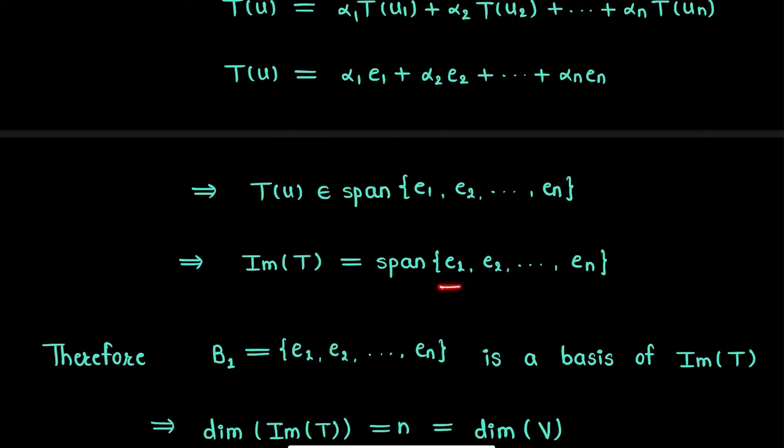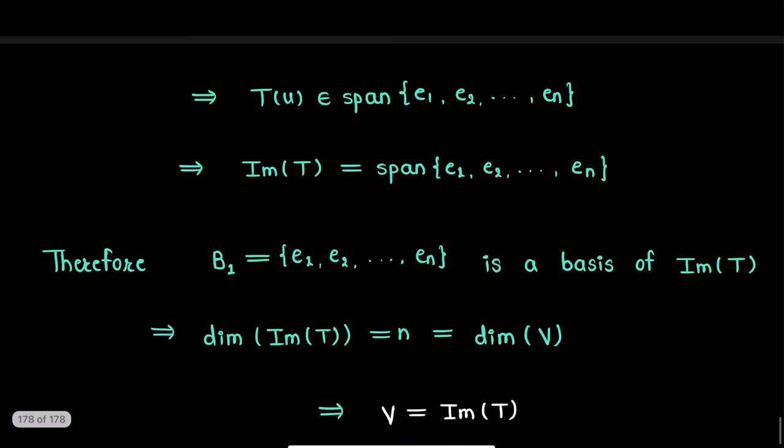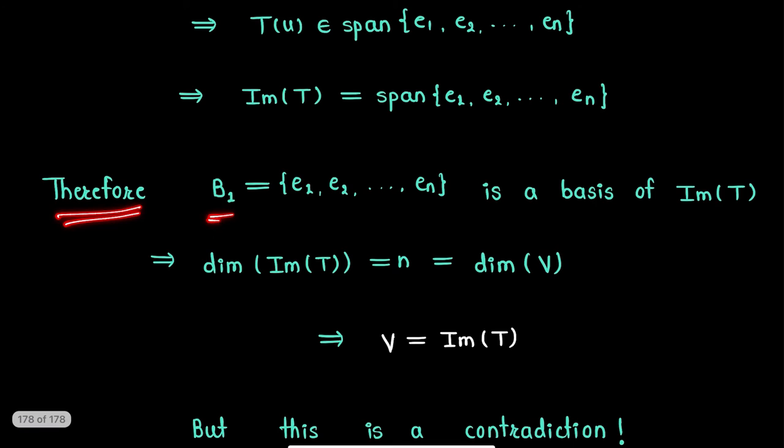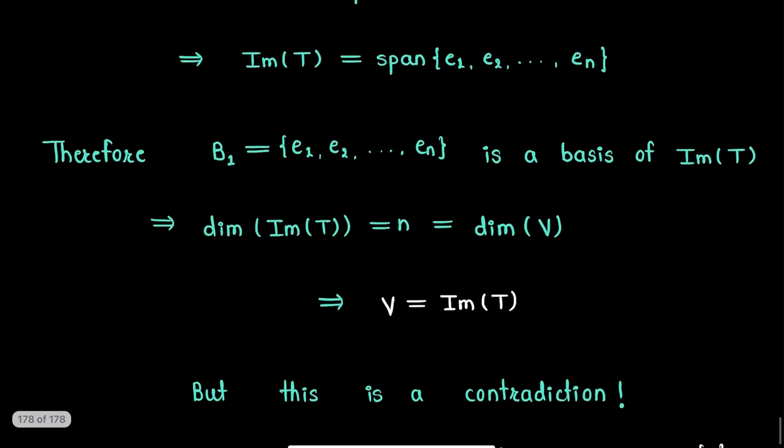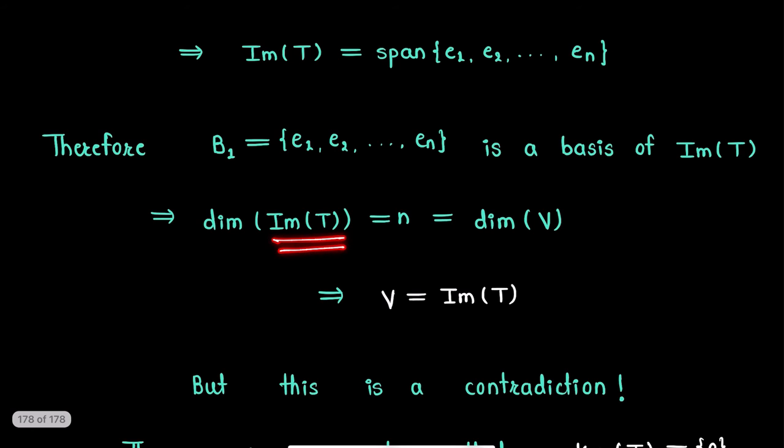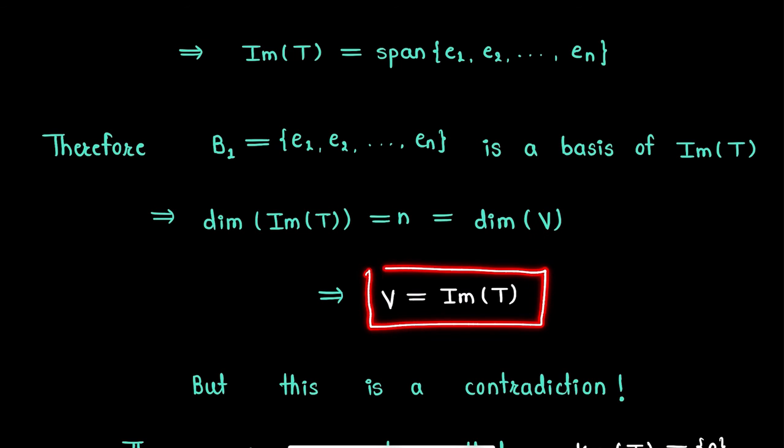Now we have shown that these n vectors are linearly independent and also they span the image of T. Therefore, the set B1 consisting of these n vectors e1, e2 up to en will be a basis of the image of T. And therefore, the dimension of image of T will be equal to n, which is equal to the dimension of vector space V. Now since image of T is a subspace of vector space V having the same dimension as V, therefore we have vector space V will be equal to its subspace image T.